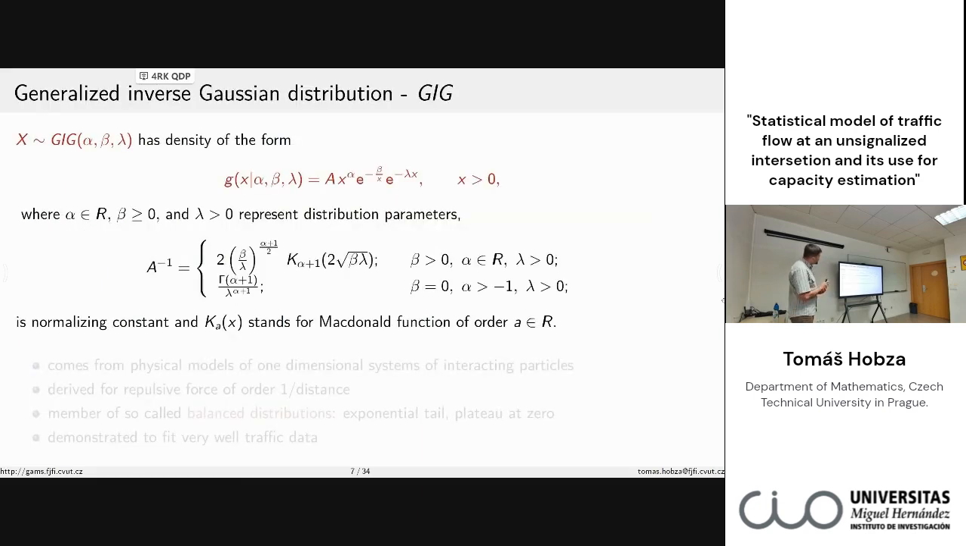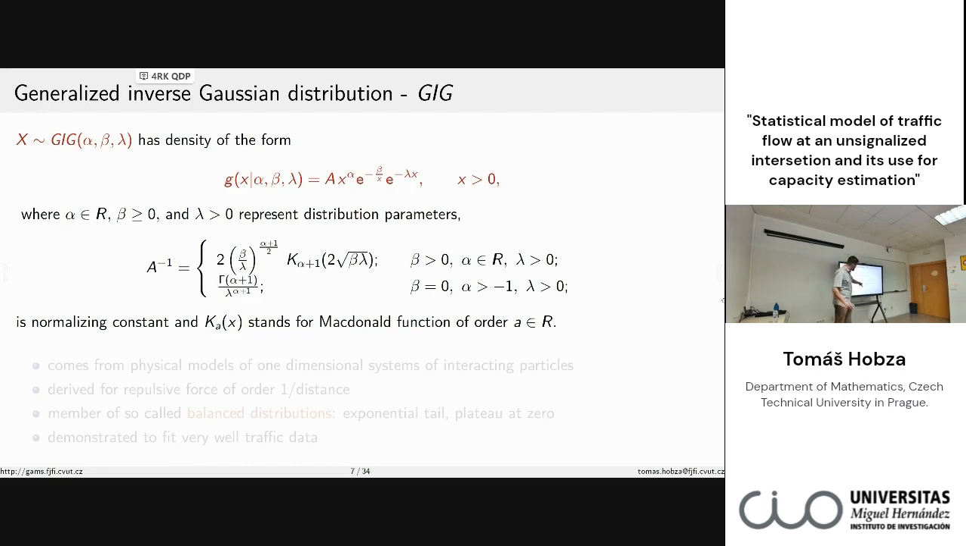So, the generalized inverse Gaussian distribution, I will call it the GIG distribution. A random variable X has a GIG distribution with three parameters, alpha, beta, lambda, if its density has this form. A is a normalizing constant, which is given here, a quite terrible formula, with the McDonald function of order lambda.